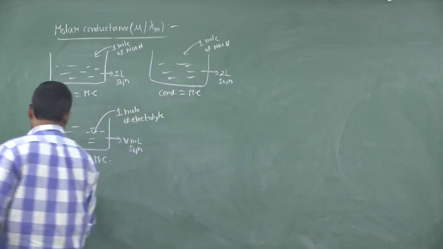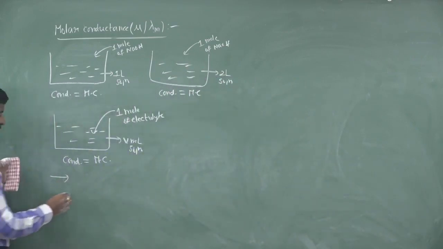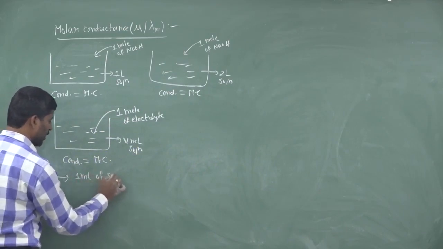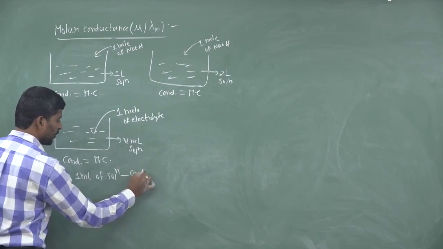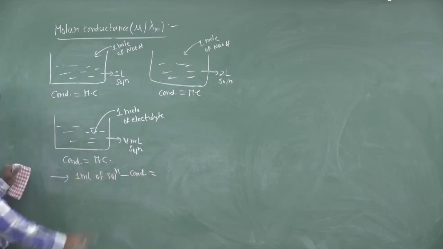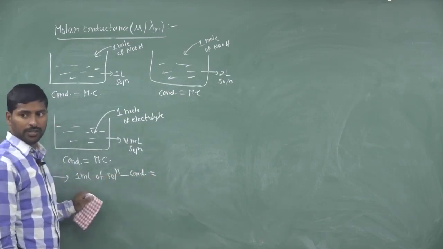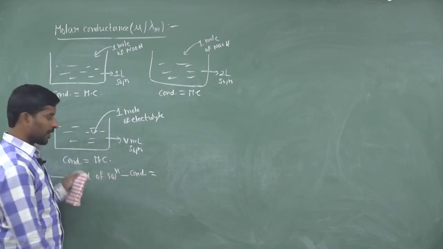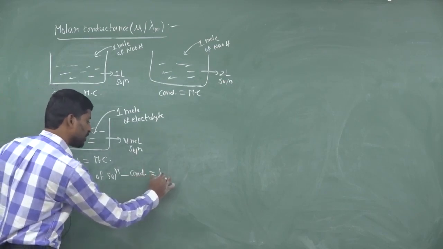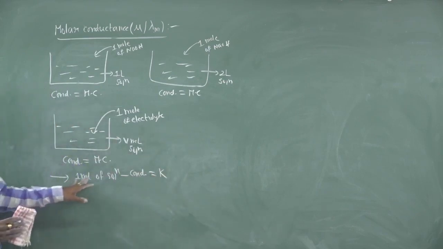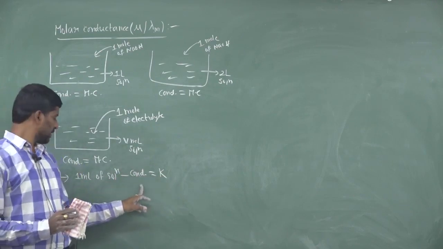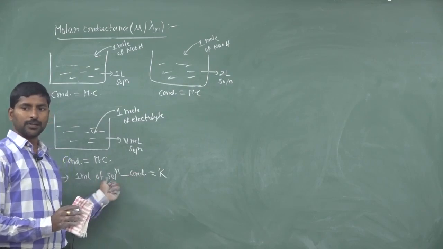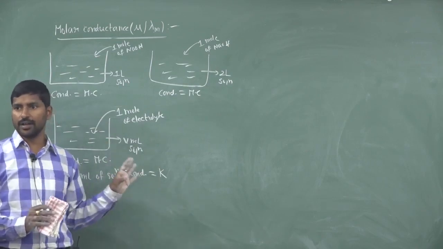We know the conductance shown by 1 ml of solution. Conductance shown by 1 ml of electrolyte solution is called what? Specific conductance or conductivity. So if you take 1 ml of electrolyte solution, the conductance shown by it is called specific conductance K, or conductivity.